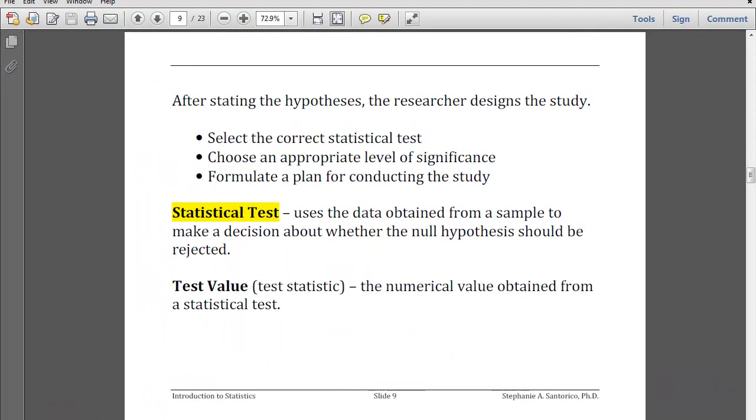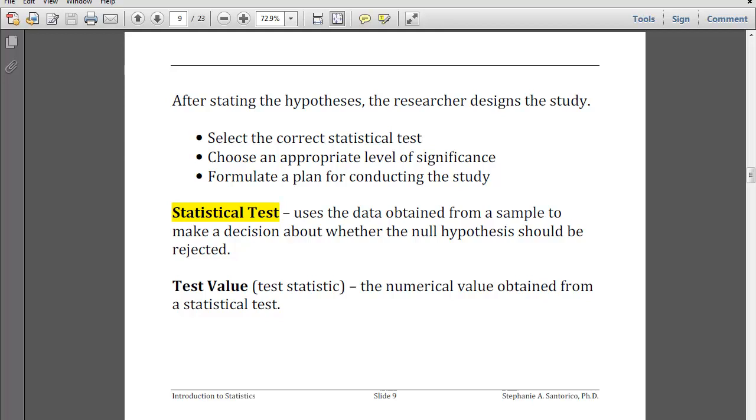So after you've stated your hypotheses, you will next need to figure out what your statistical test is. So we're going to learn a z-test and a t-test for a mean. And we will learn that for one sample and two samples where we have dependency. We'll also learn the z-test for proportions for one sample and two samples. So depending on what the design is, you'll figure out your statistical test. You will either be given or you'll choose a level of significance. And then you will go about a plan for conducting your study. Right? So that's the general process once you've designed your hypotheses.